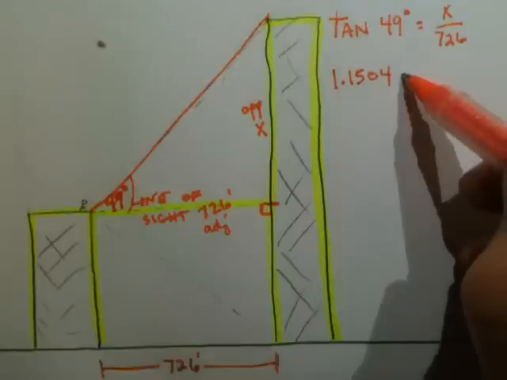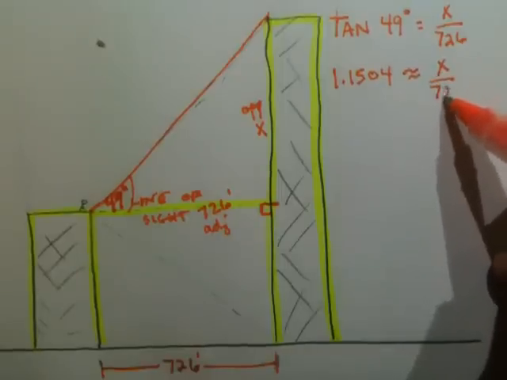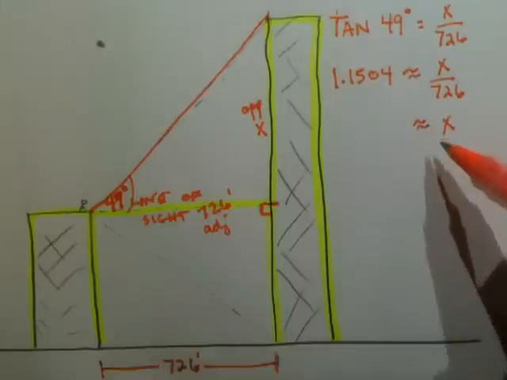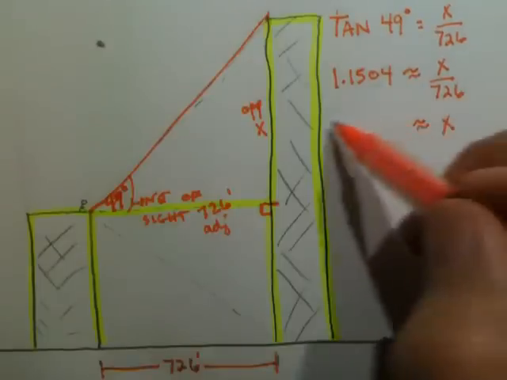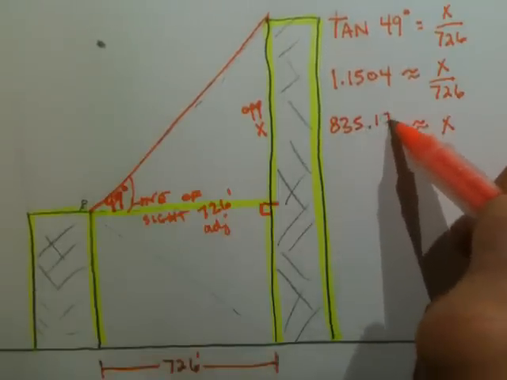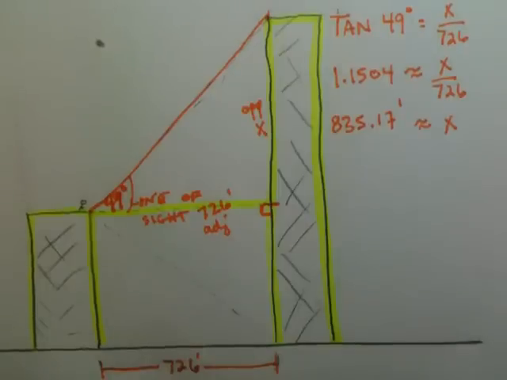1.1504 is the approximation for a tangent of 49. Multiply both sides by 726, and I'm going to get 835.17 feet. Most likely on a problem like this, we will just round to the nearest integer.